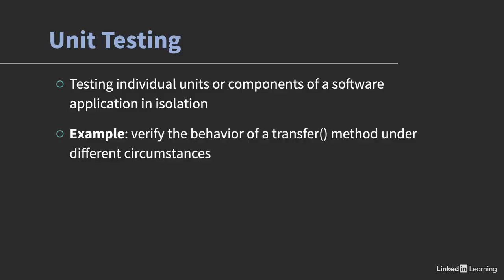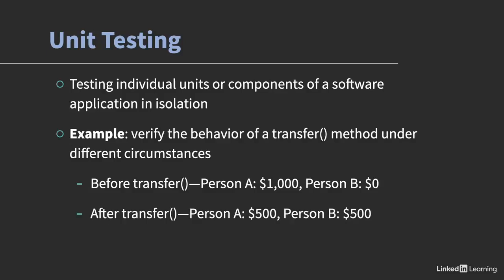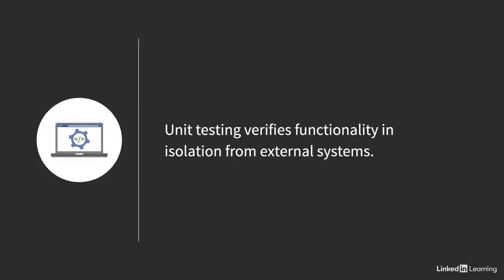For example, with a banking application, a unit test could verify the behavior of a transfer money method under different circumstances. For example, it could test the transfer where the sender has $1,000 and transfers $500 to the recipient, who has $0. After the method execution was complete, the unit test would verify the sender has $500 and the recipient also has $500. Now, the unit test would only test the method's functionality.